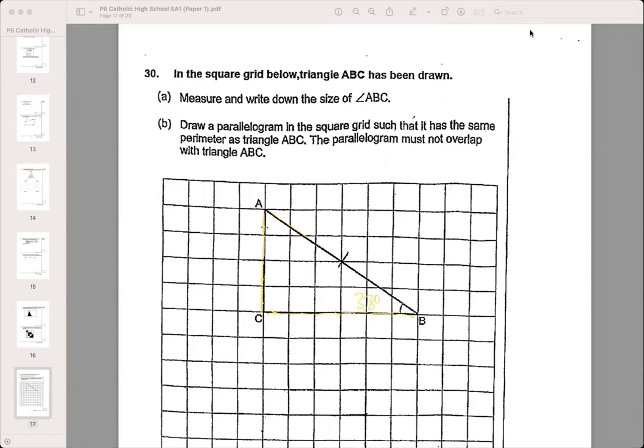Now, how do you actually measure this side? You're not going to use a ruler, because the question requires you to use the grid. So how it works is like this. If you look at this rectangle, it's a 3 by 2 rectangle. It's also a 3 by 2 rectangle, right? So this line is actually the diagonal of that 3 by 2 rectangle. So is this. So there are 2 of these.